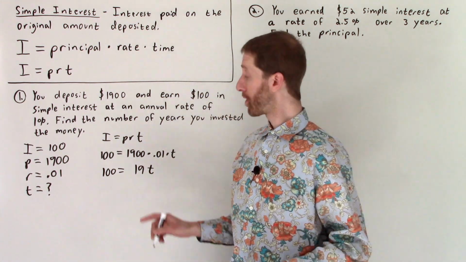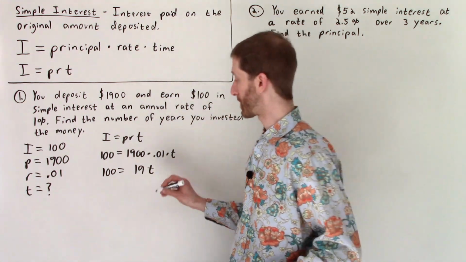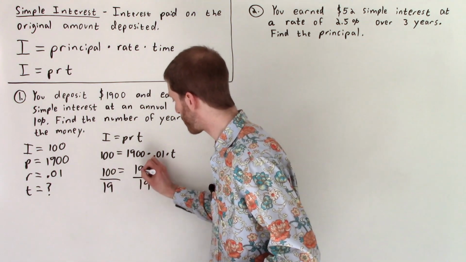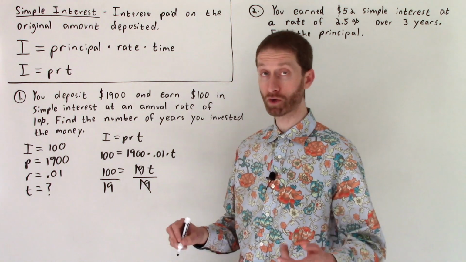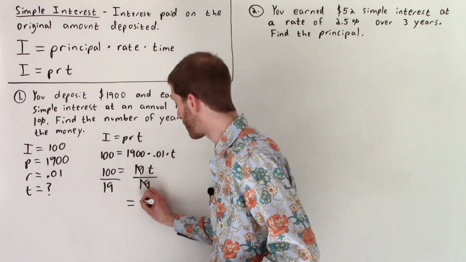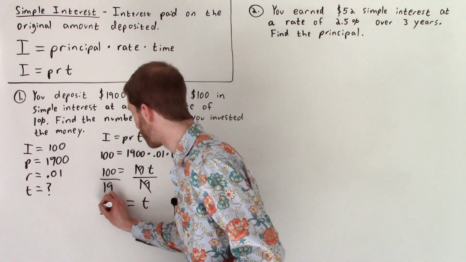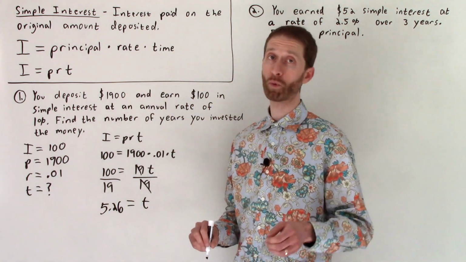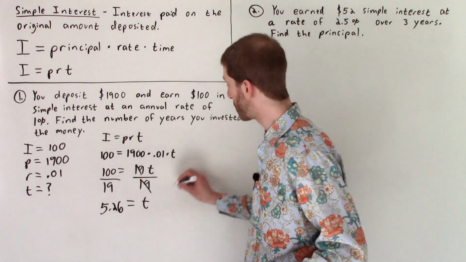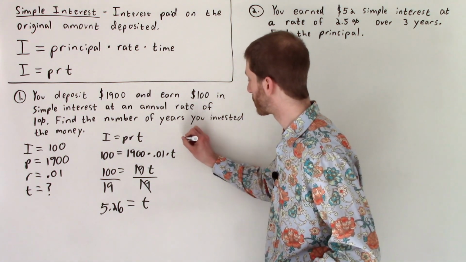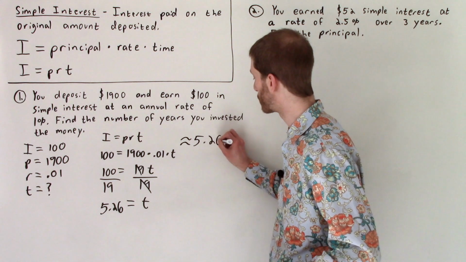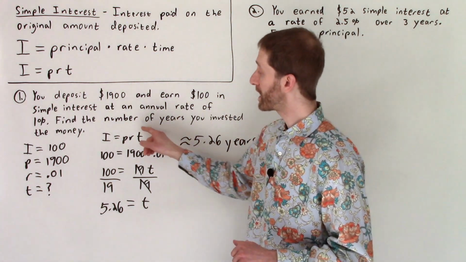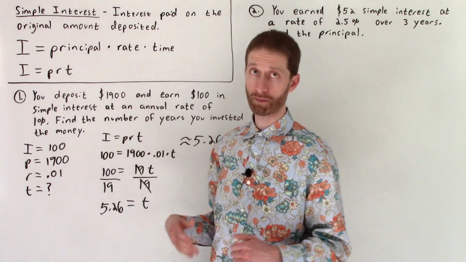Now we just need to undo multiplication by 19. So we divide both sides by 19. We verify that we have canceled out the multiplication part, so we're left with T, the time, and the decimal we get out is about 5.26. So how many years do we leave the money in? Well, if we're rounding to the nearest hundredth of a year, it would be roughly about 5.26 years.